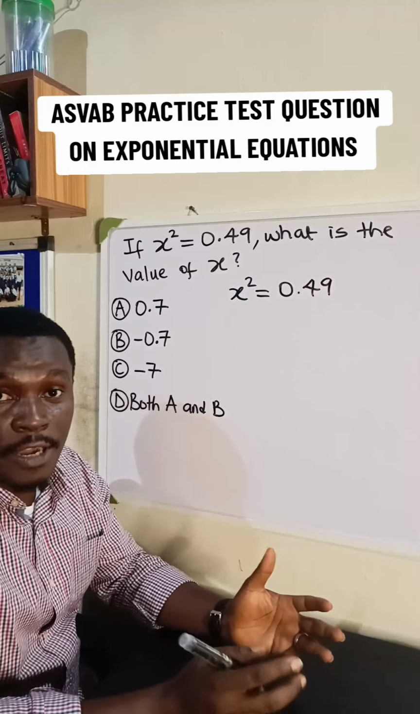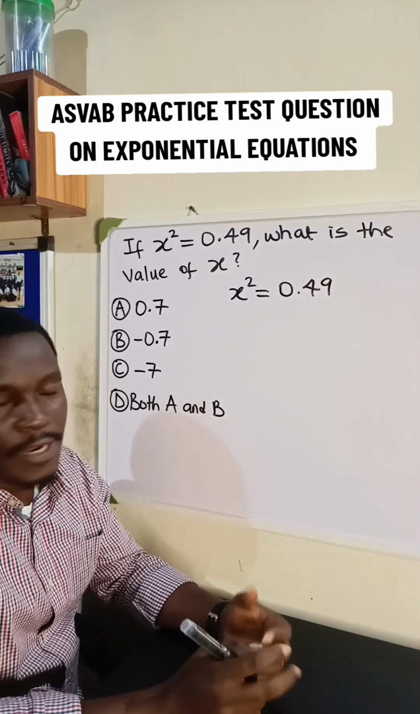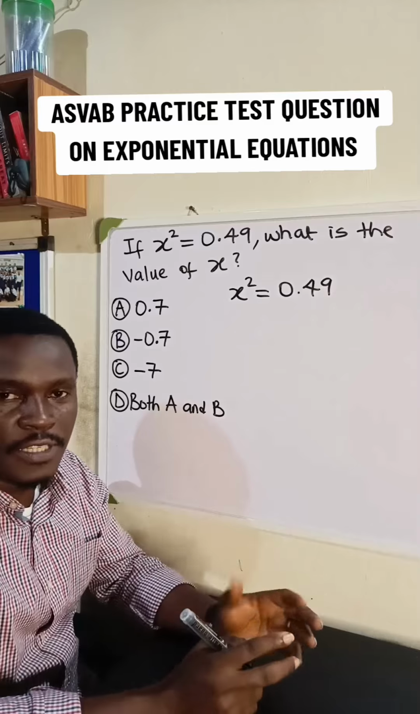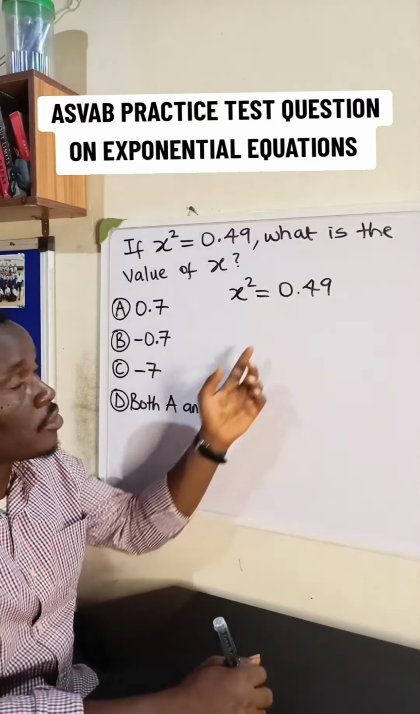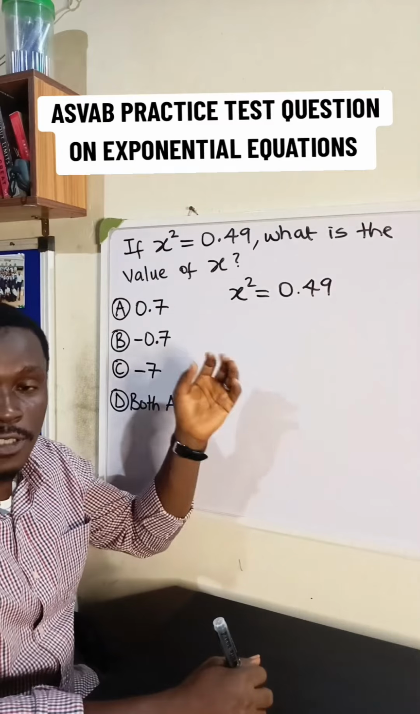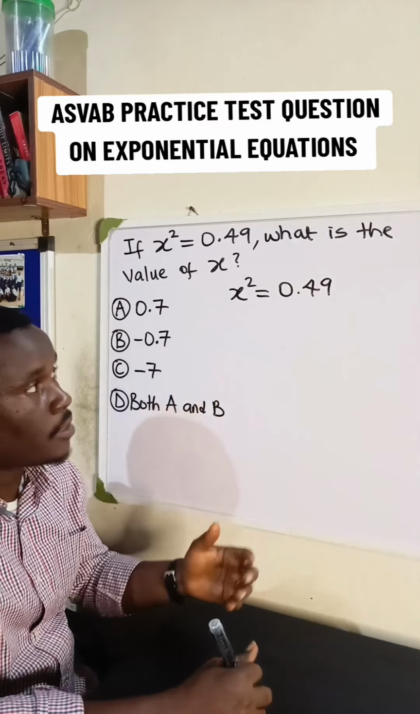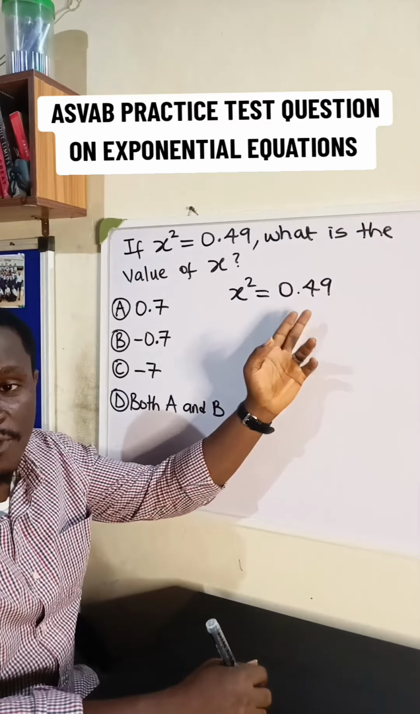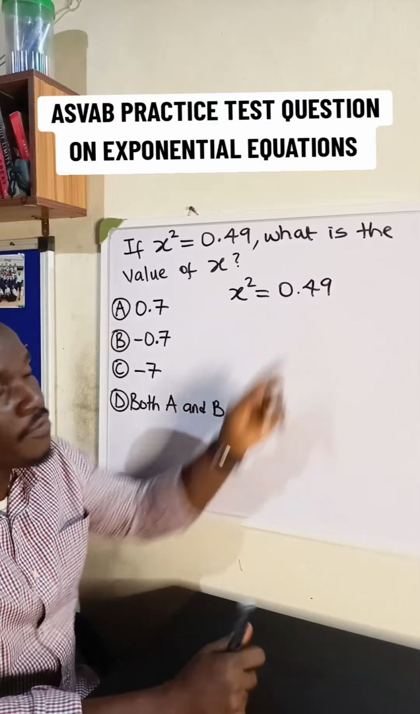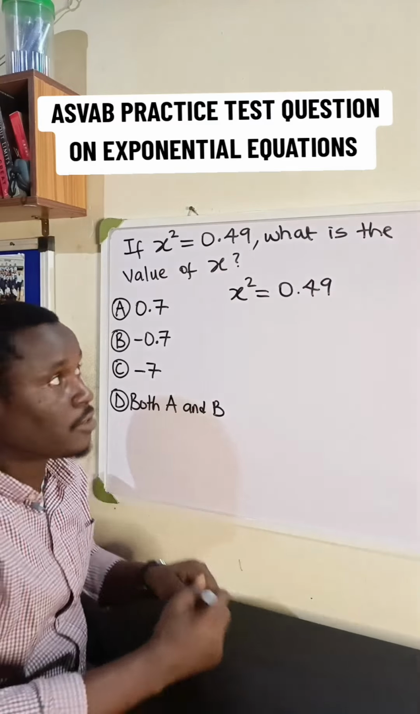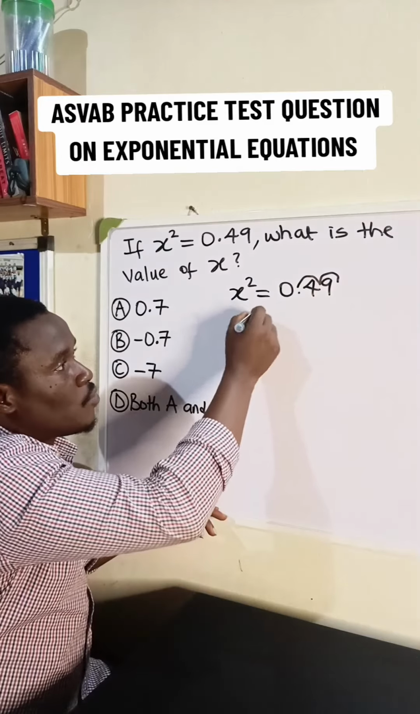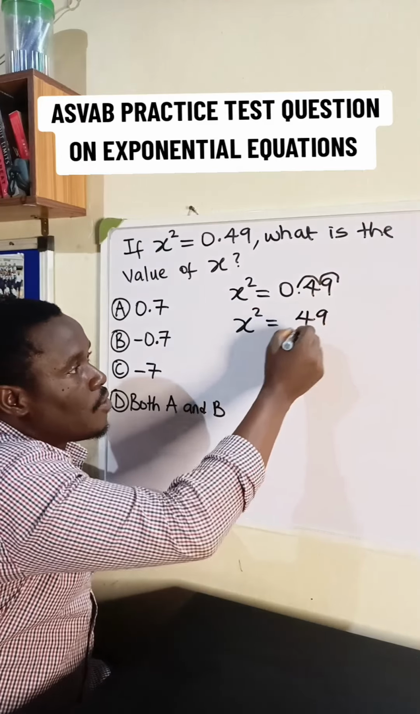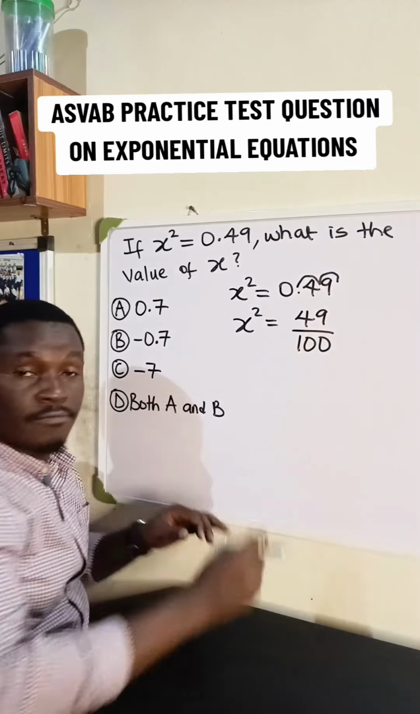We know that you can't use a calculator in the ASVAB exams, so let's see how we can go about solving this without the use of a calculator. If we were using a calculator, we would have just done square root of 0.49, right? But here we cannot do square root of 0.49. But we know that 0.49 can be converted to a fraction. If you move the decimal point twice, x squared will be equal to 49 all over 100, right?